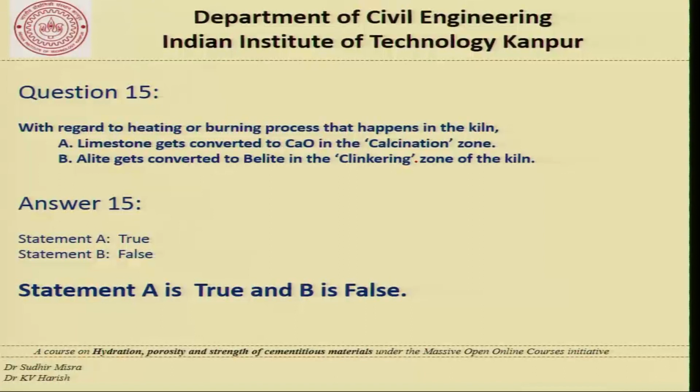So coming to question 15, limestone gets converted to CaO in the calcination zone in the kiln, and alite gets converted to belite in the clinkering zone of the kiln. Both these statements are explicitly covered in the lecture, and you would know that the first statement is true and the second one is false.